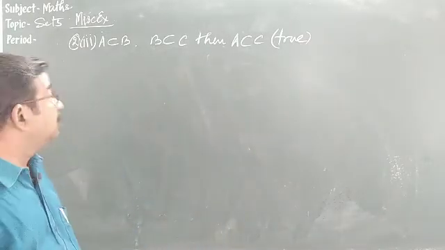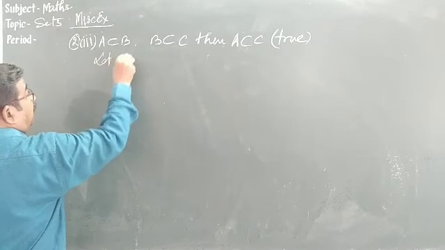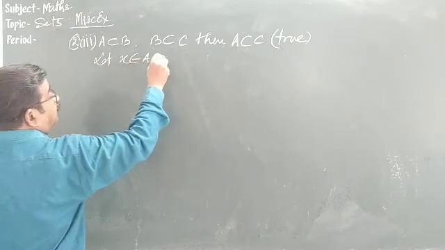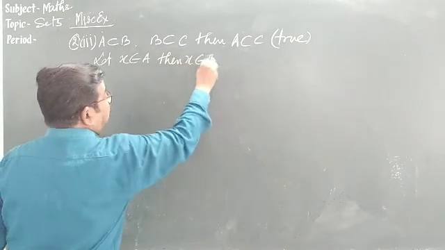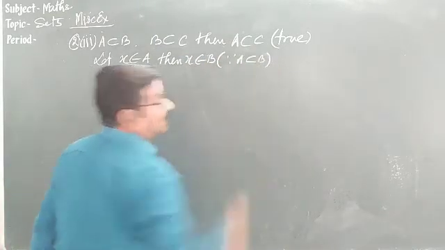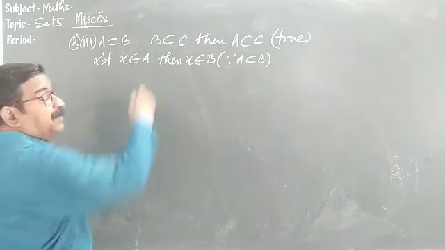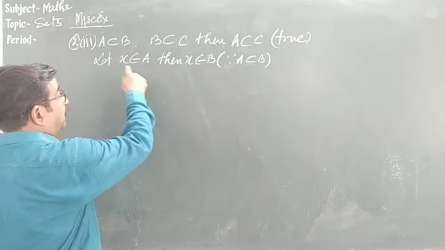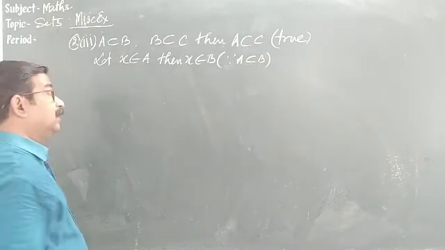Why true? Let's see. Let x belong to A, then x belongs to B. Why? Since A is a subset of B. A is a subset of B means all the elements of A are found in B. So if an element is found in A, then the element will be found in B.